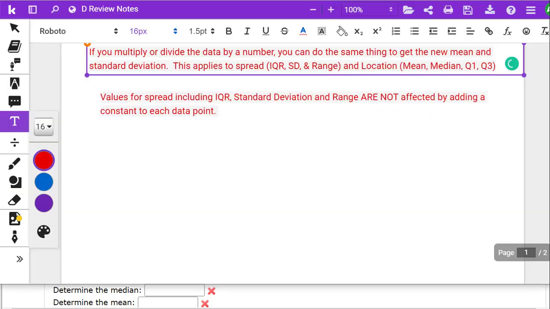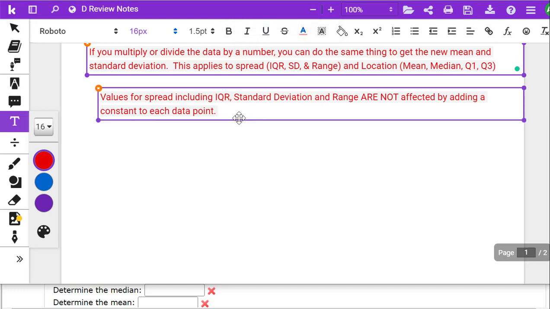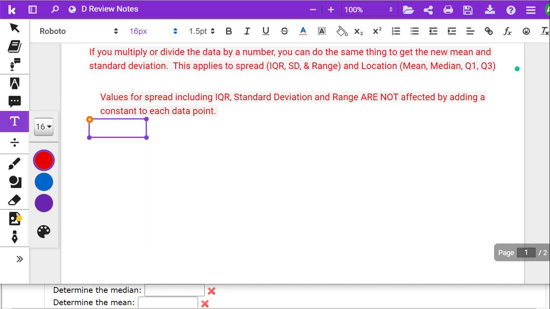Now, I should make a note. Be careful with, variance is special. So treat variance like a special number.